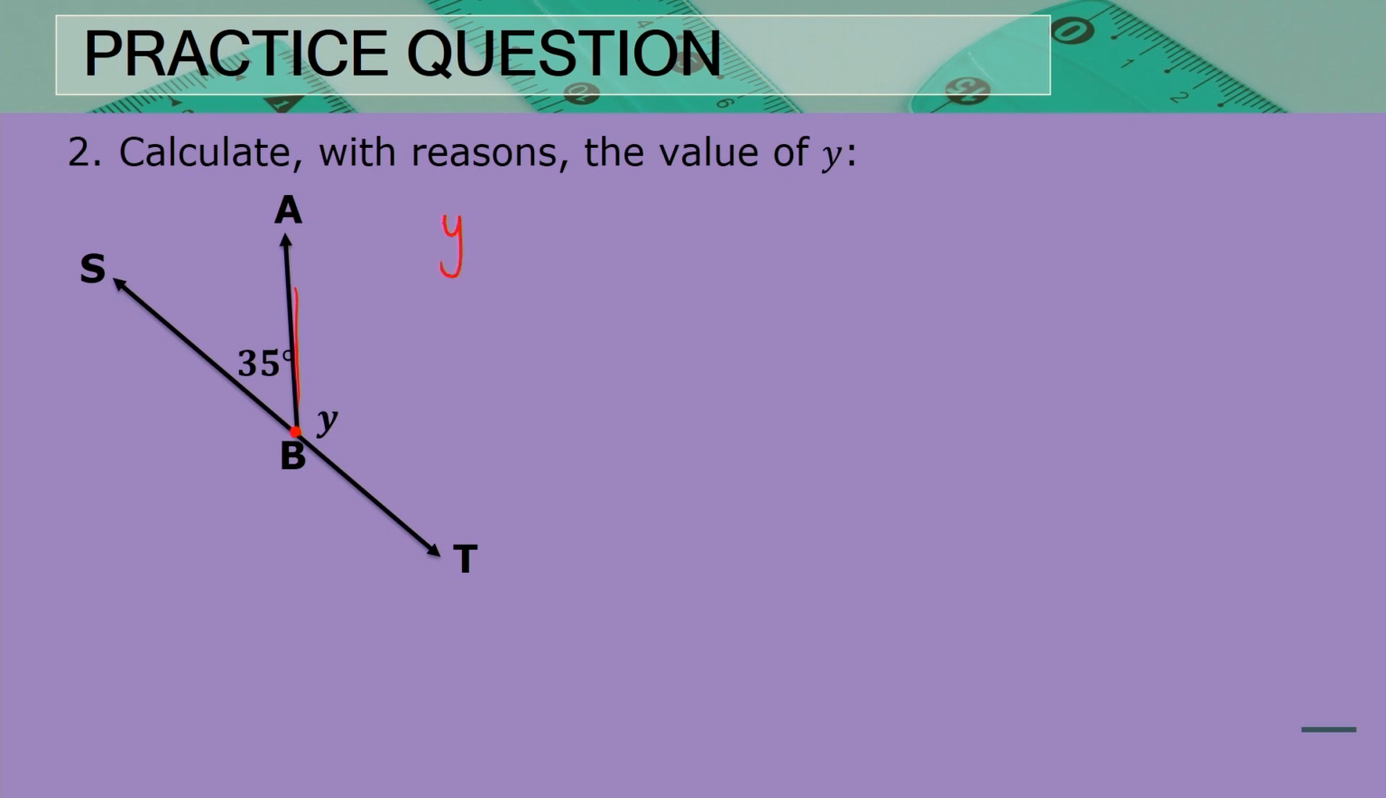We know that angle y plus angle 35 degrees is equal to 180 degrees. Now, what is our reason for saying that? We are saying this because these angles are on a straight line. So as a reason, we can write that angles on a straight line are supplementary. Remember, supplementary means that they add up to 180 degrees. So you can either write that they are supplementary, or you can write that they add up to 180 degrees. Now, how do we solve for our unknown y?